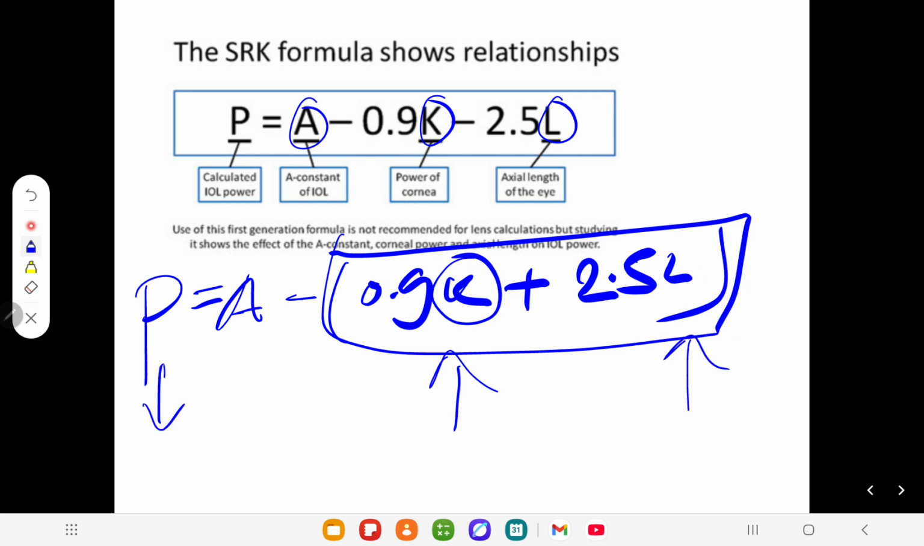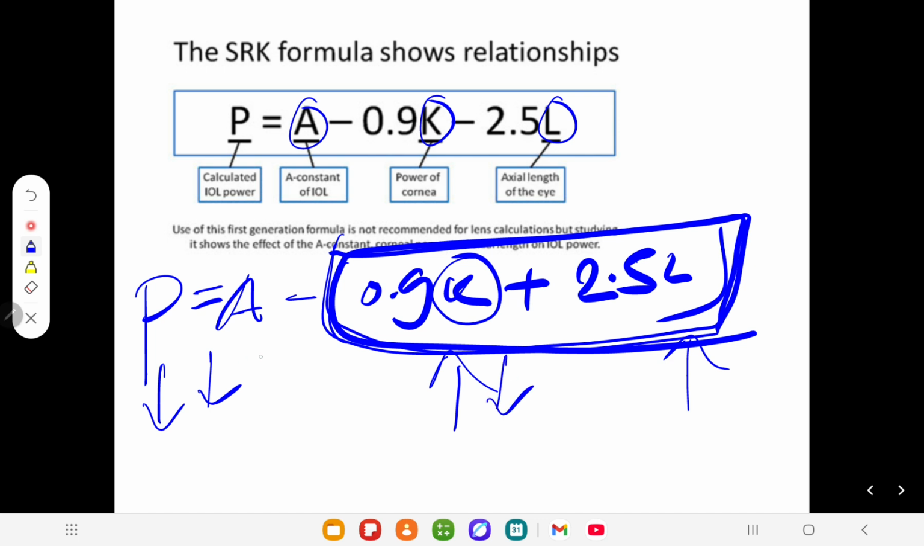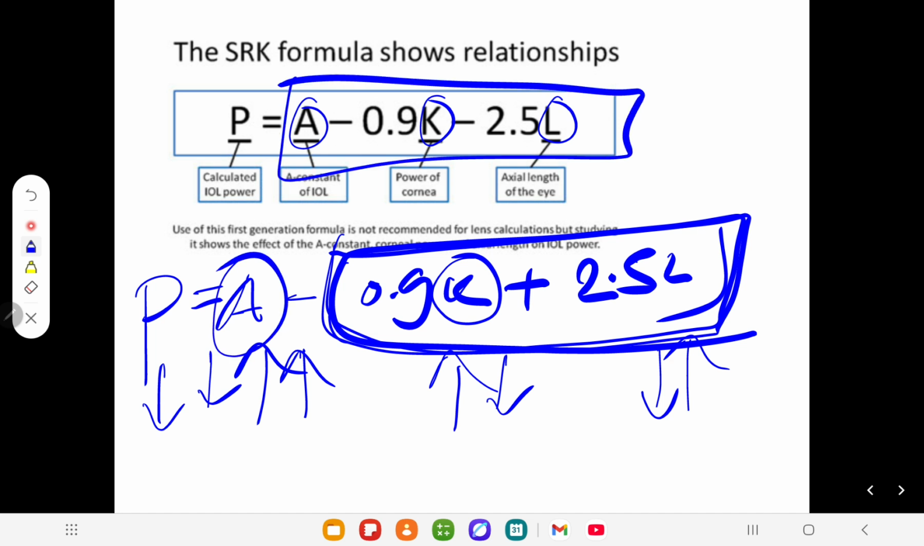If L increases, what then? Then this whole thing increases, isn't it? The 0.9 K plus 2.5 L increases, and at the same time the power of the IOL decreases. And what about the reverse? If K decreases, IOL power increases. If axial length decreases, IOL power increases, isn't it? Because A is always constant. I can write the formula like this, isn't it? If I put a minus sign here and bracket it, it's 0.9 K plus 2.5 L.